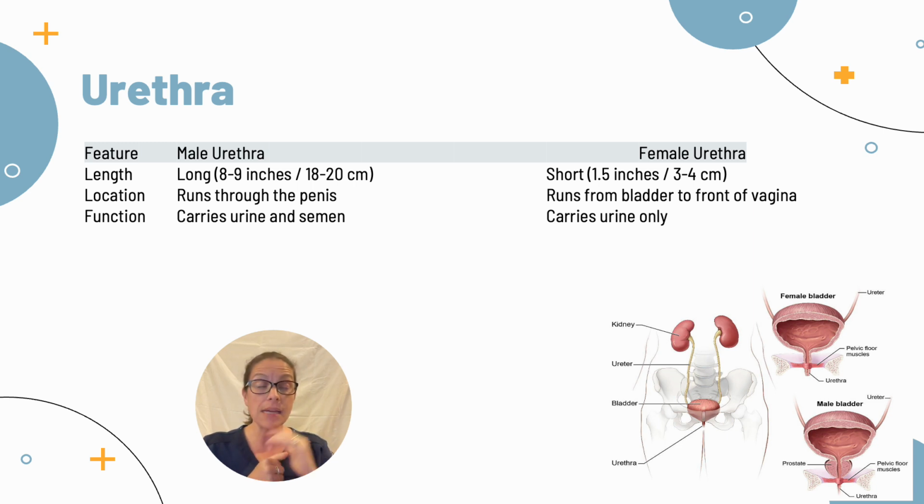The second thing that's different between a man and a woman's urethra is that the male's urethra does double duty for both ejaculating and carrying sperm and semen, as well as urine, whereas the female's is totally and utterly only urine. That's it. There is no part of the reproductive system within the female urinary system, unlike the male's.